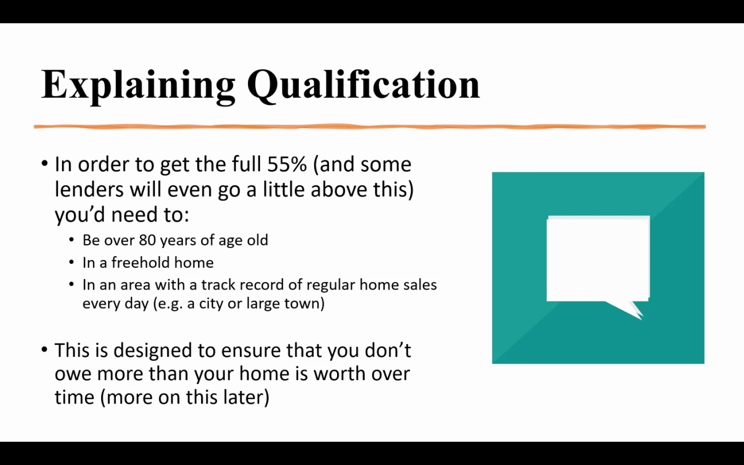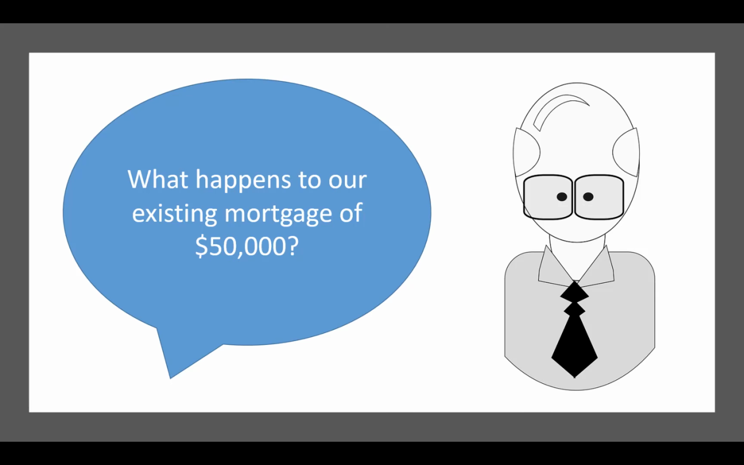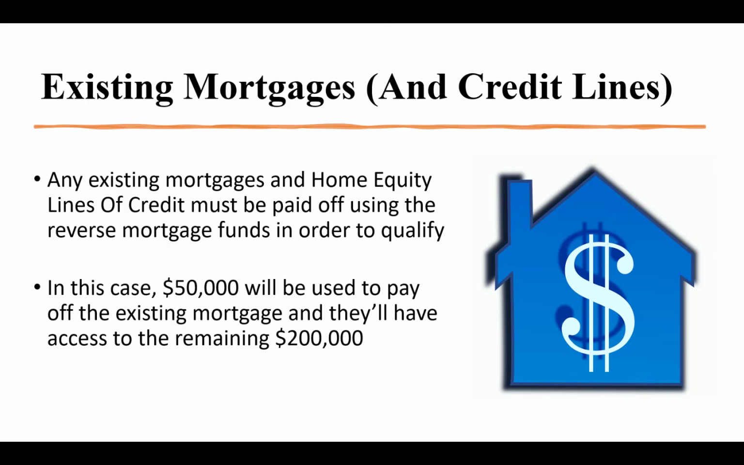So Mitch has another question though. What happens to their existing mortgage of $50,000? Remember that they had an existing mortgage on their home. So existing mortgages and home equity lines of credit must be paid off using the reverse mortgage funds in order to qualify. So in this particular case, of the $250,000 that they qualify for, the first $50,000 will be used to pay off their existing mortgage, and then they'll have access to the remaining $200,000 in funds. Make sense? That one's pretty straightforward.